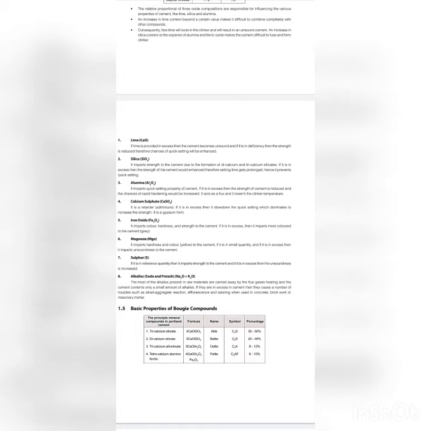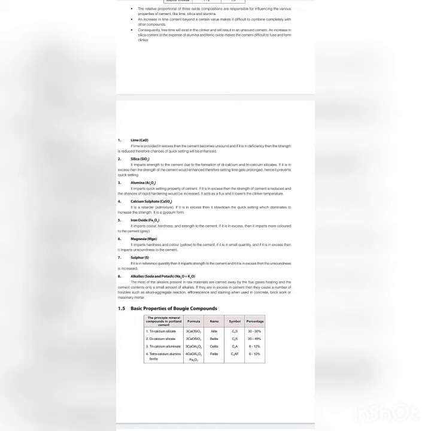Basic properties of bogue compounds. Tricalcium silicate, 3CaO·SiO2. Name alite, symbol C3S, percentage 30 to 50%. Second one is dicalcium silicate, 2CaO·SiO2. The name of this is belite, symbol C2S, percentage 20 to 45%.